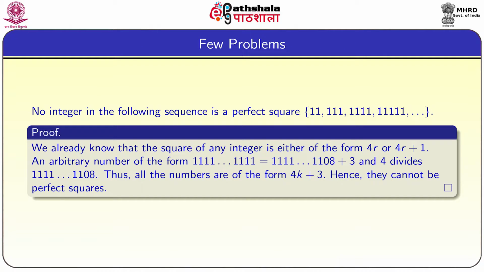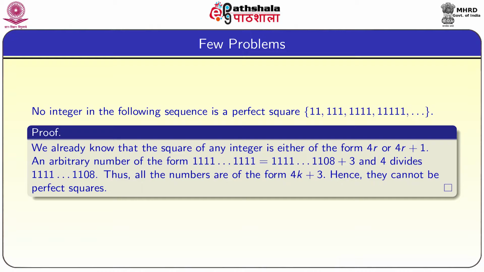Now, using all these things we are going to prove some results. One of the first problems is that we have to show that no integer in the following sequence is a perfect square. I will take a pause here for the video, so try to do this problem so that you will understand what to do and how to apply it.